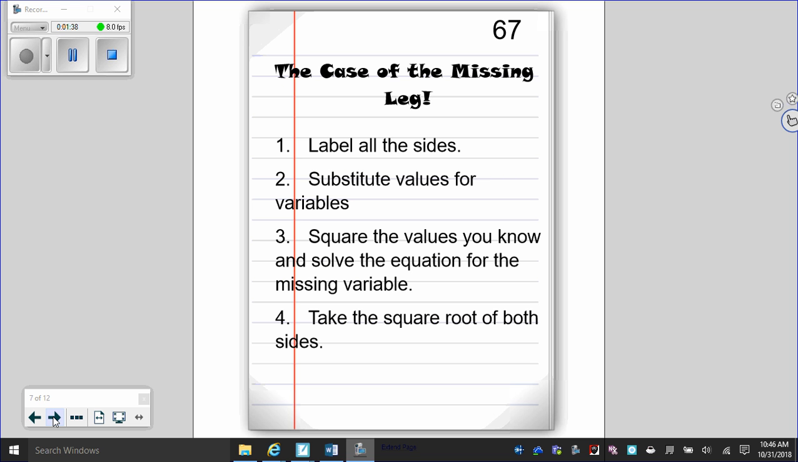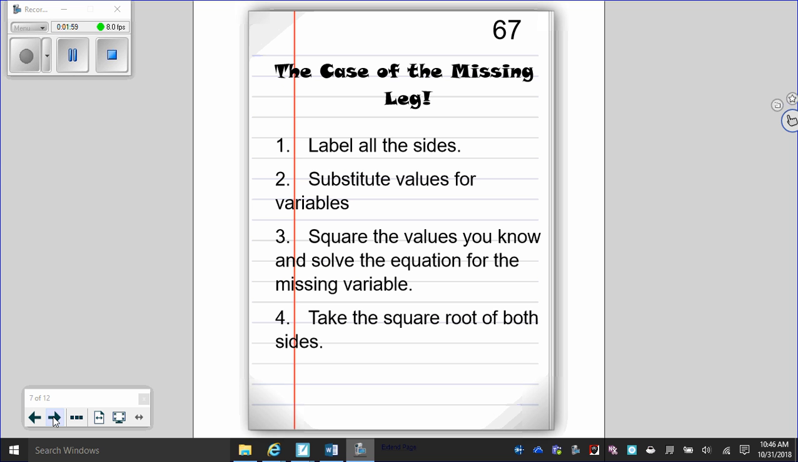Again, okay, we want to label all the sides. And remember, c is always opposite the right angle. That's going to be the most important one to label. Okay. Write the Pythagorean theorem out. a squared plus b squared equals c squared. Substitute values for the variables. Square the variables you know and solve the equation for the missing variable.